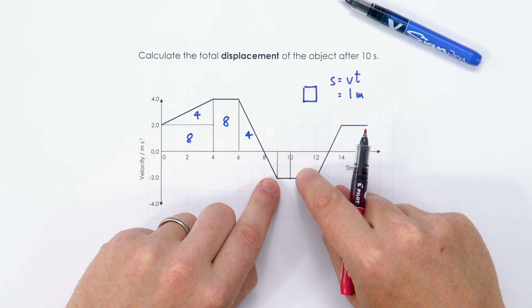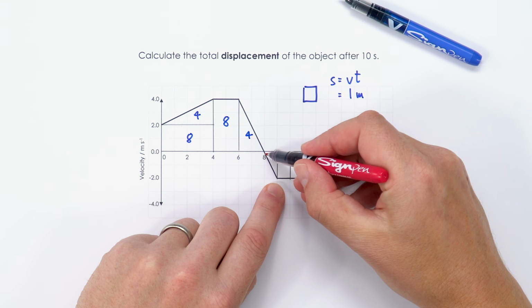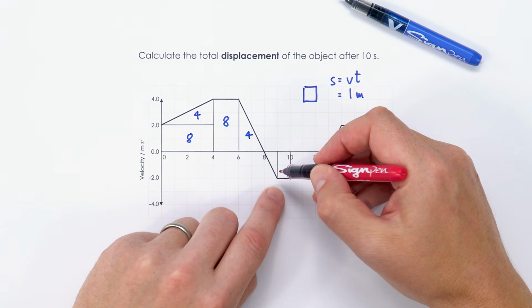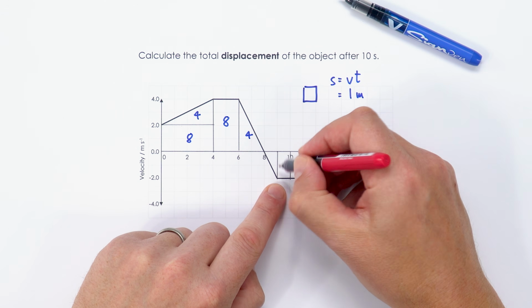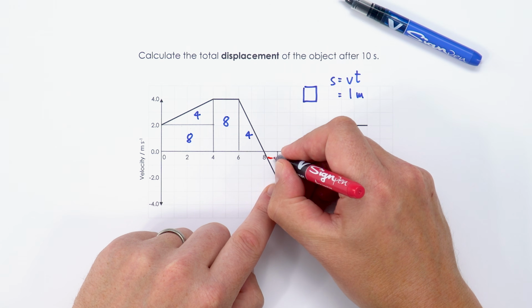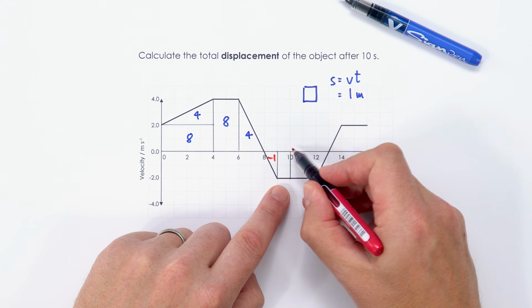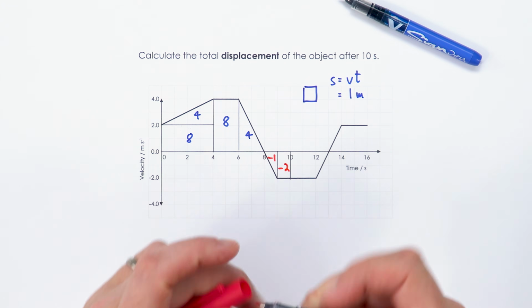However, these ones down here, we've got something where we've got a negative value. So this is something that's maybe moving towards us rather than moving away. And so this one here is 1 times 2 times a half, which is equal to minus 1. And this one here is 1 times 2, so that's minus 2.